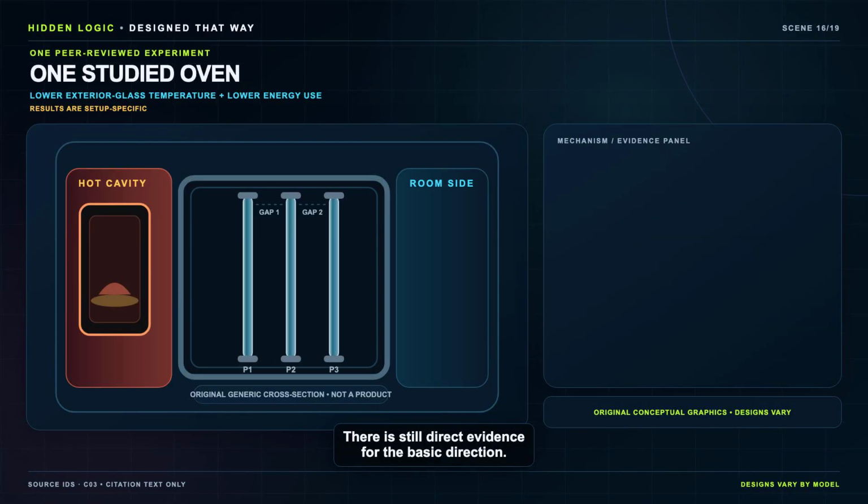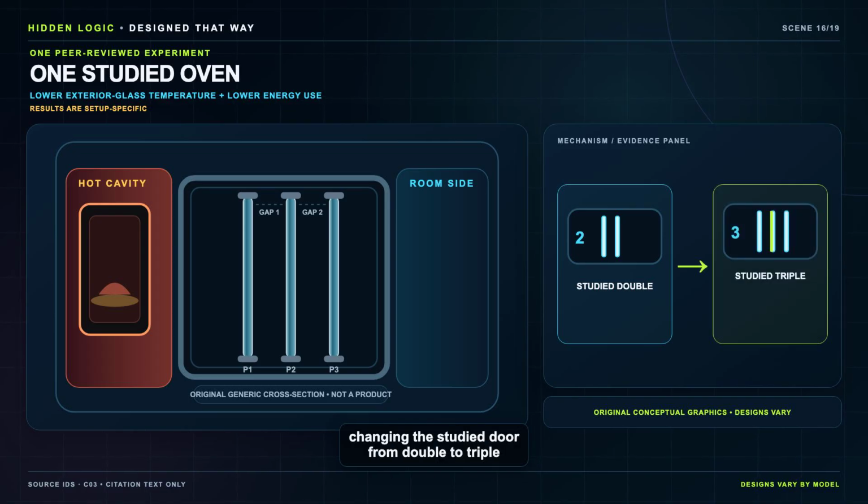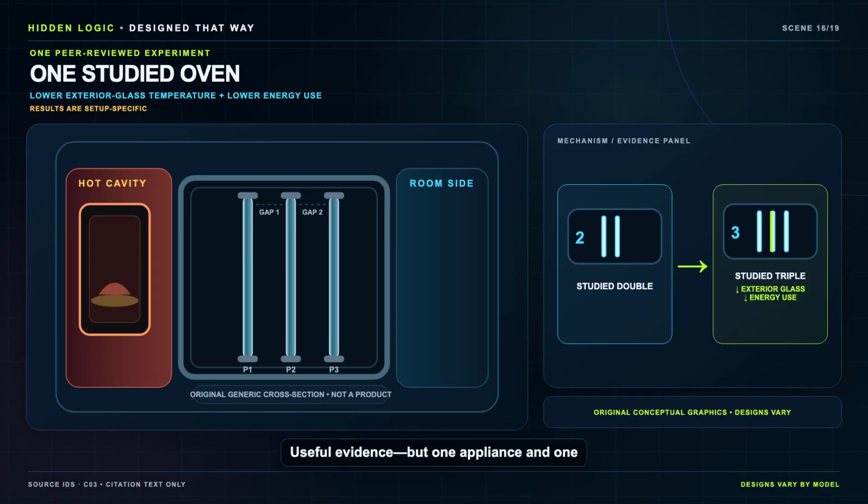There is still direct evidence for the basic direction. In one peer-reviewed domestic oven experiment, changing the studied door from double to triple glazing lowered the exterior glass temperature and reduced energy use in that test. Useful evidence, but one appliance and one setup, not a universal percentage.